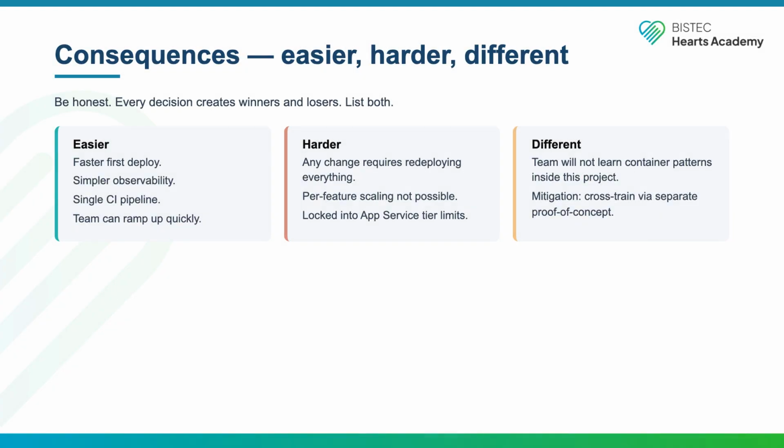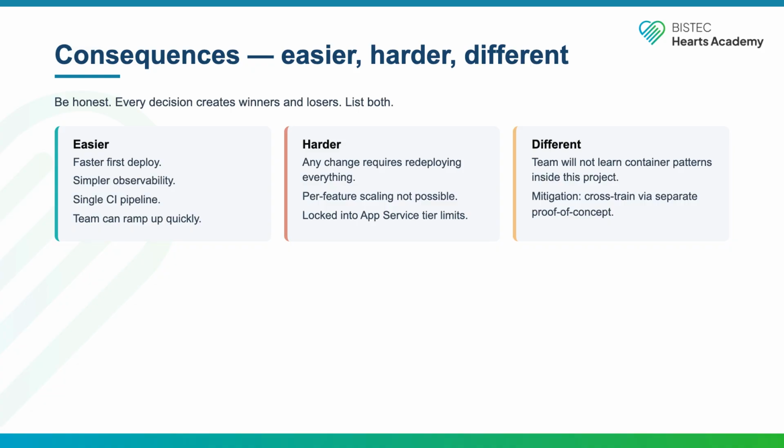Be honest. Every decision creates winners and losers. List both. Easier, faster first deploy, simpler observability, single CI pipeline, the team can ramp up quickly. Harder. Any change requires redeploying everything. Per feature scaling not possible. Locked into app service tier limits. Different. The team will not learn container patterns inside this project. Mitigation, cross-train via a separate proof of concept.